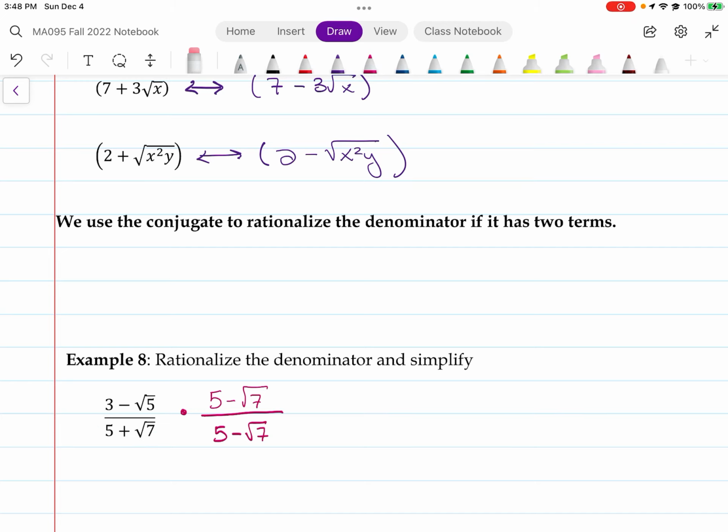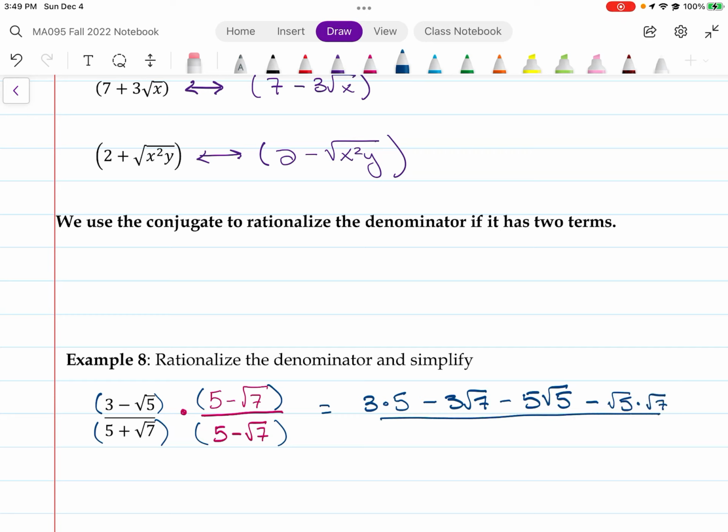Okay. So be careful. We've got two binomials and we're multiplying together. So you have to FOIL these and you have to be really careful because there's a lot of places to mess up. So I'm going to take this one step at a time. 3 times 5. All right, that's the first. And then the outside is minus 3 square root of 7. The inside is minus 5 square root of 5. And the last is minus square root of 5 times square root of 7.